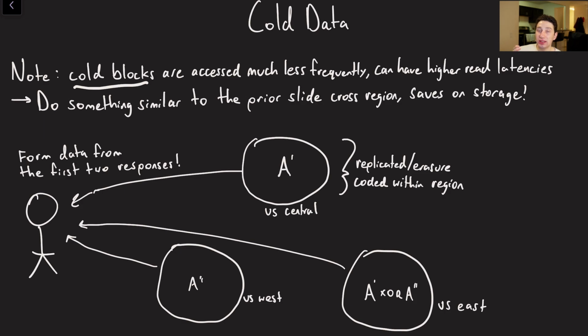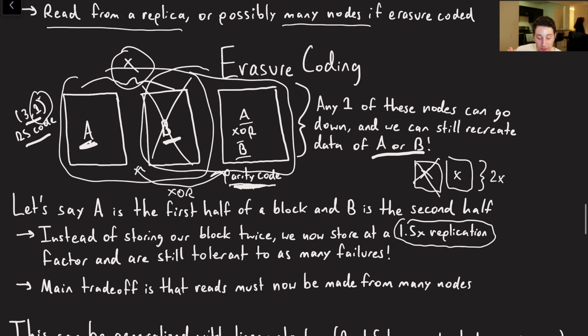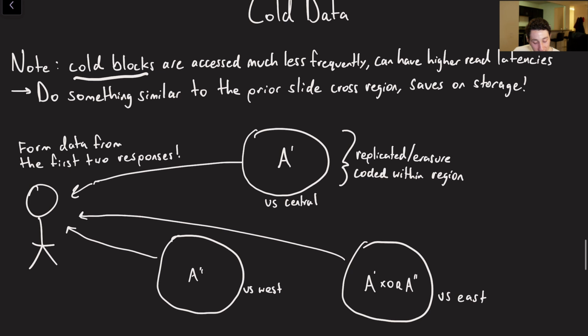So they're using a kind of simplistic version of erasure coding, which is actually the one that I explained in the prior example, right? You take a block, you split it into 2. So let's say I have this block A, and I split it into 2 pieces, A prime and A double prime. We've got A prime on US Central, we've got A double prime on US West, and then finally, we'll put in our third region, A prime XOR A double prime. And so when we're actually reading this data, if we need the block for A, all we have to do is reach out to all 3 regions, and we'll formulate the data from the first two responses that we get.